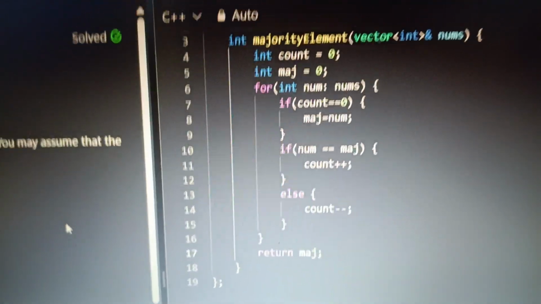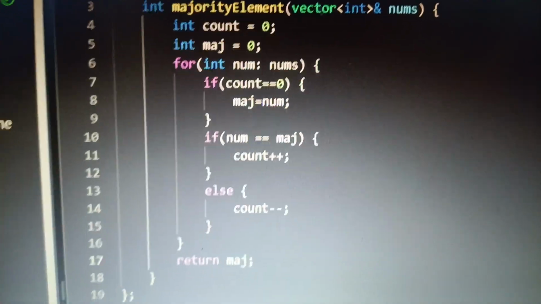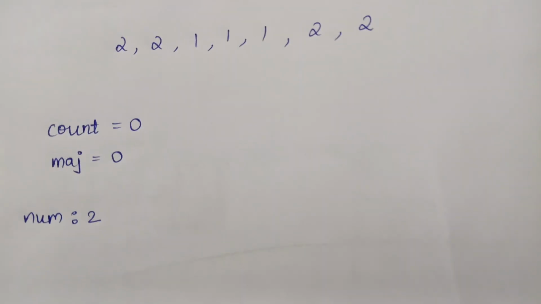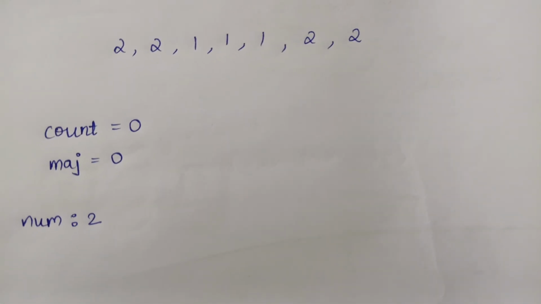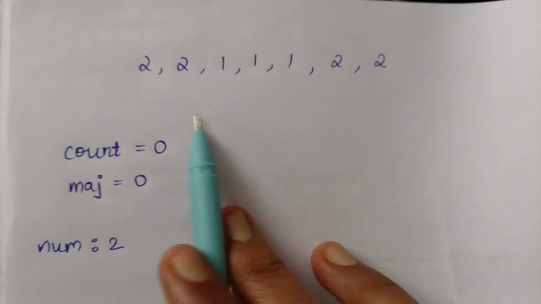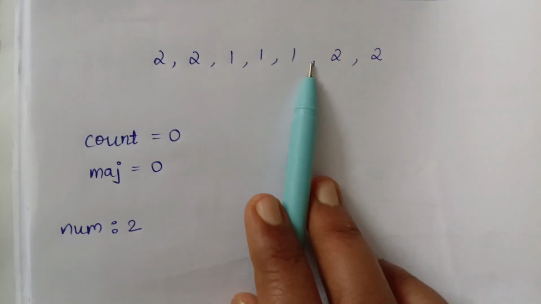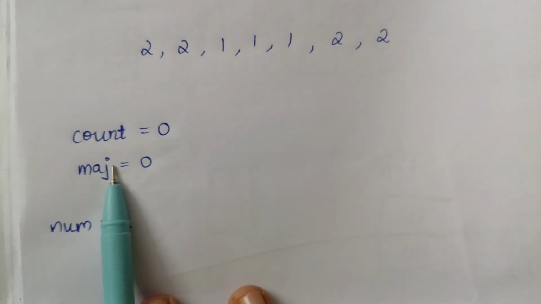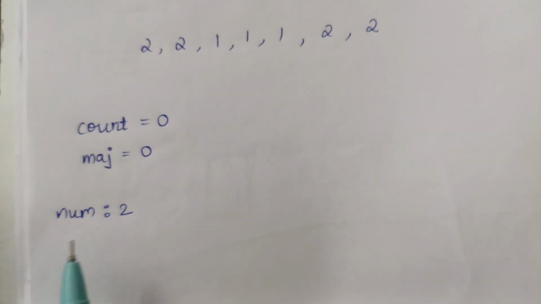For example, we'll dry run this once, then you can understand it more clearly. Now we are trying to dry run the code. So to dry run the same code, I am using the nums array they have given us in the example. We are trying to initialize count as 0 and majority as 0 initially, and then we are taking the for loop.